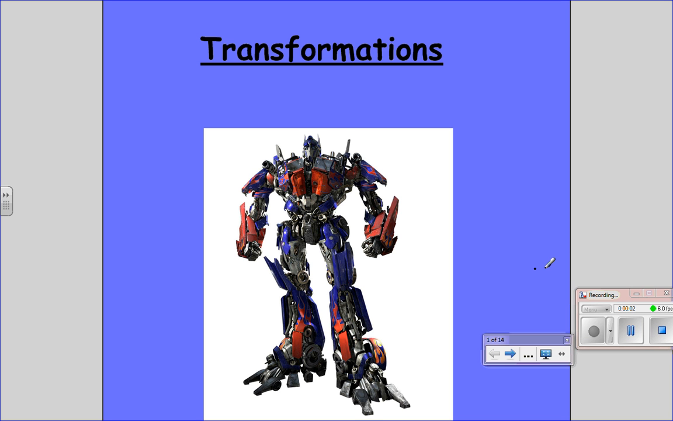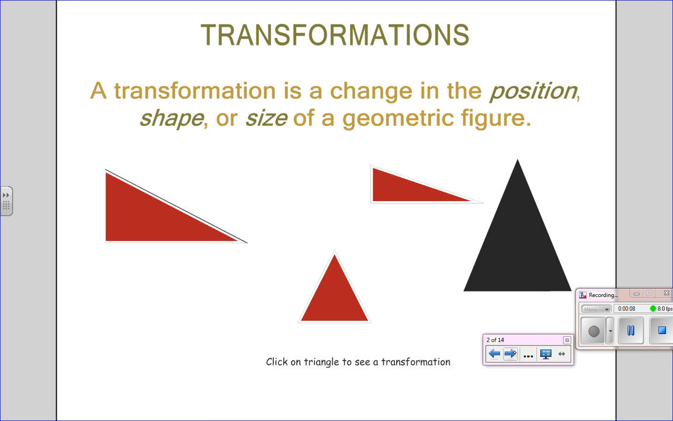In this video, we'll be looking at the beginning of transformations, and more specifically, we'll be focusing on translations. So, a transformation is a change in the position, size, or shape of a geometric figure.